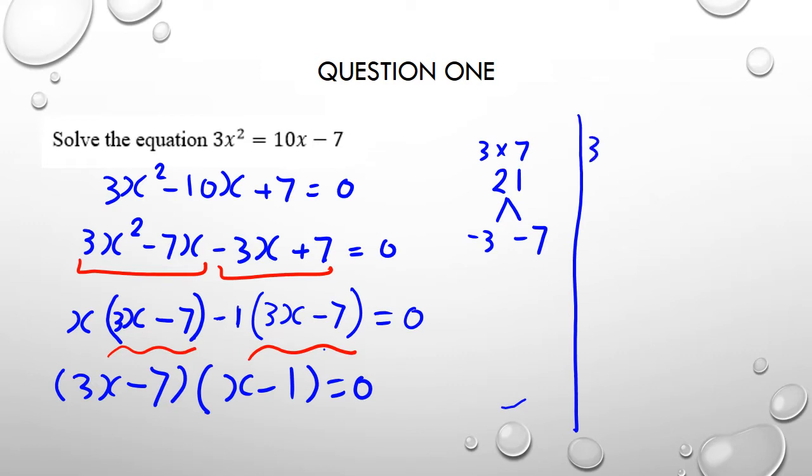Now from there you can solve. It's either 3x minus 7 equals 0 or x minus 1 equals 0. And the two solutions are x equals 7 over 3 or x equals 1.